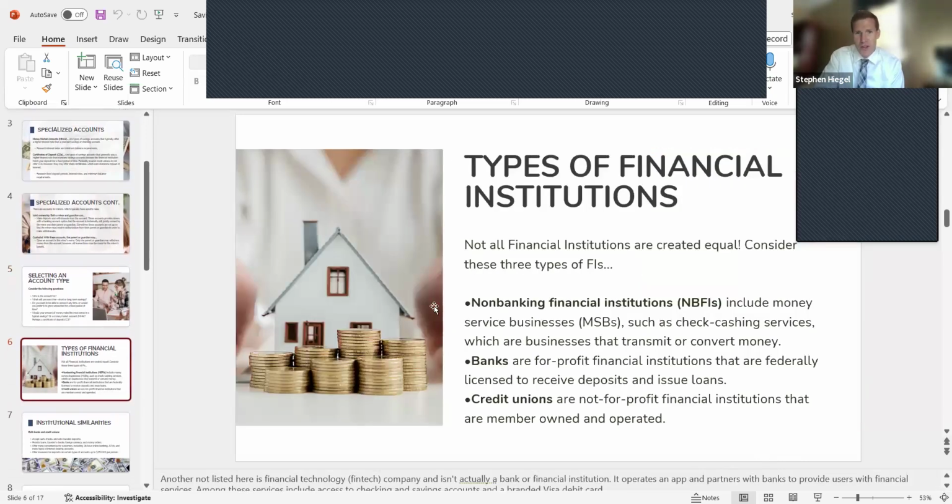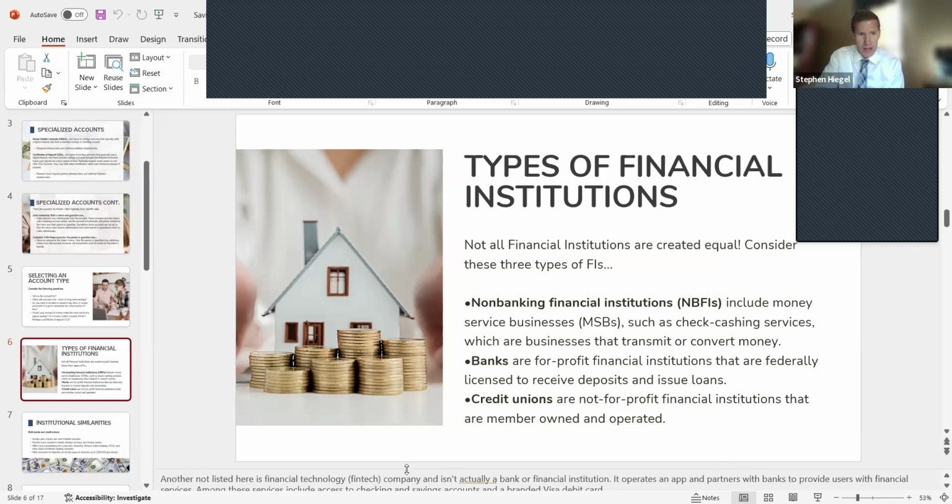The types of financial institutions. Not all financial institutions are created equal. Consider these 3 types of financial institutions. Non-banking financial institutions, NBFIs, include money service businesses, MSBs, such as check cashing services, which are businesses that transmit or convert money. Banks are for-profit financial institutions that are federally licensed to receive deposits and issue loans. And of course, credit unions such as Freedom Federal Credit Union are not-for-profit financial institutions that are member-owned and operated.